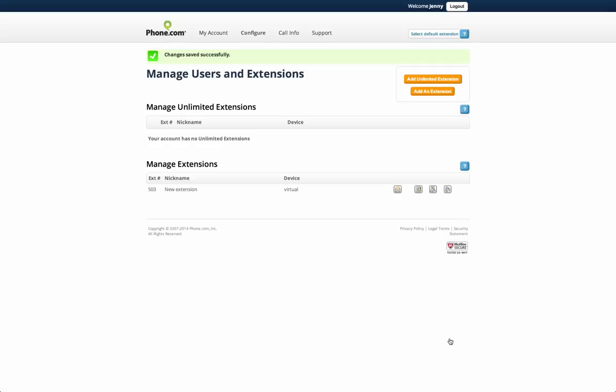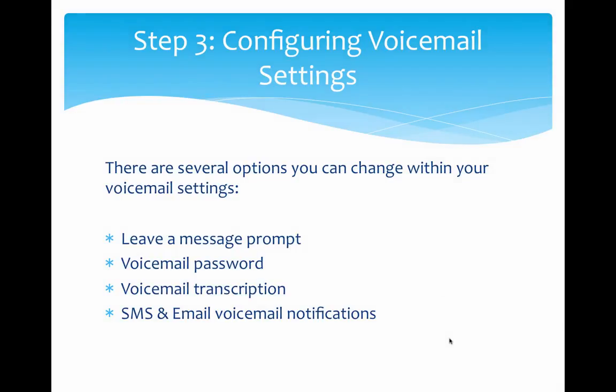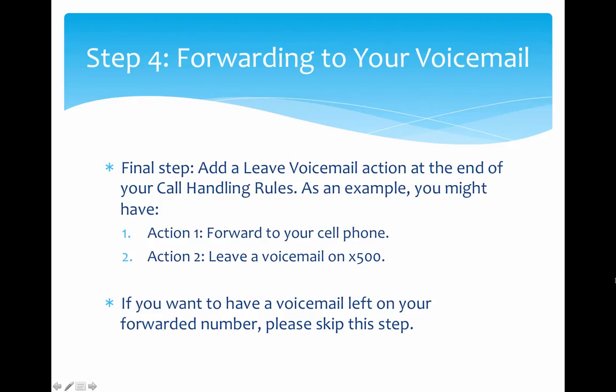Cool, so those were the configuration options. Let's move on to the 4th step, which is forwarding to your voicemail. This is the final step in the whole setup process. You are going to add a leave voicemail action at the end of your call handling rules. Just as an example, this is very simplified. It might be a little more complex depending on your setup. But most people will have a forward call rule for their very first one, maybe to a cell phone or to a landline. And then you always want to add a second action, which is to leave a voicemail on an appropriate extension.